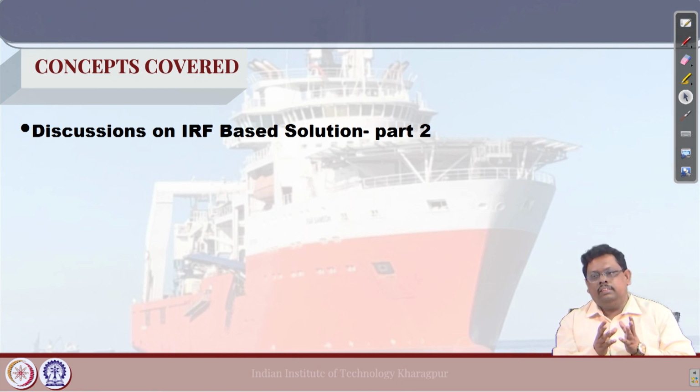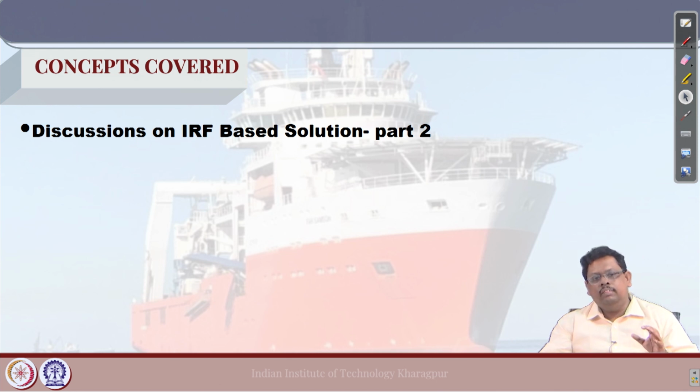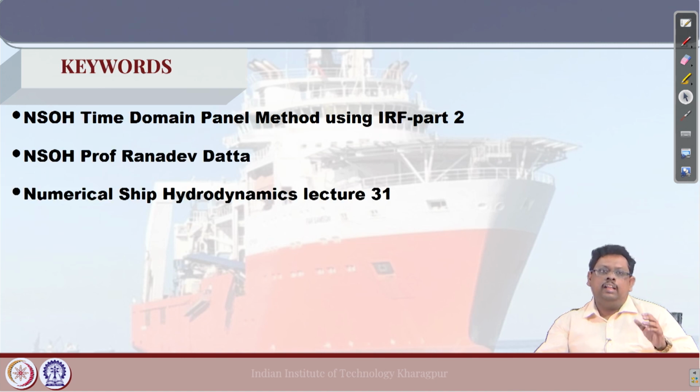If you remember, in the last class we derived the equation of motion using the impulse response function, and also the relationship between b tau and b omega. Today we are going to see how numerically we can get the value of b tau if I know the frequency domain solution, which is b omega.